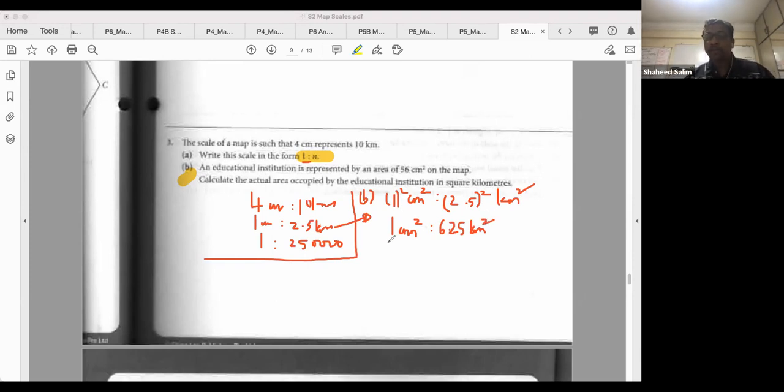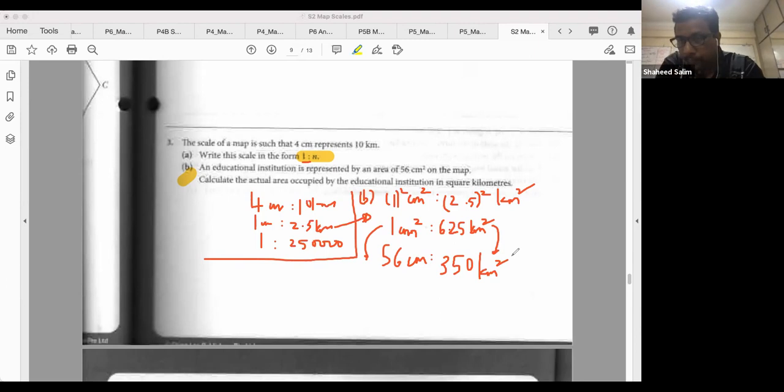Now they want to know what's 56 square cm. Simple, just 1 times 56, finish. This one times 56. You know what I mean? You get 350 square km. Get it or not? Easy, right? It's not so tough. Ryan, how can you get it?